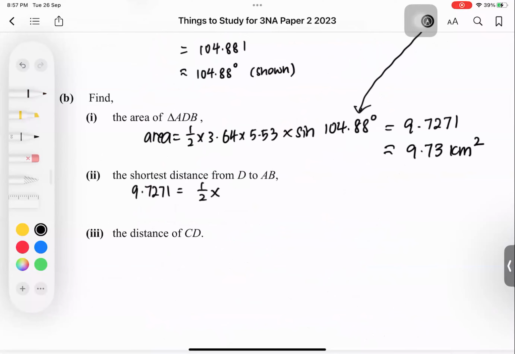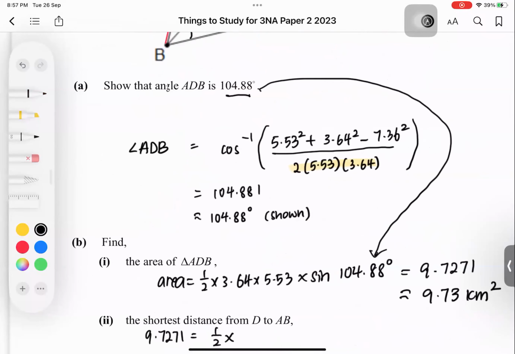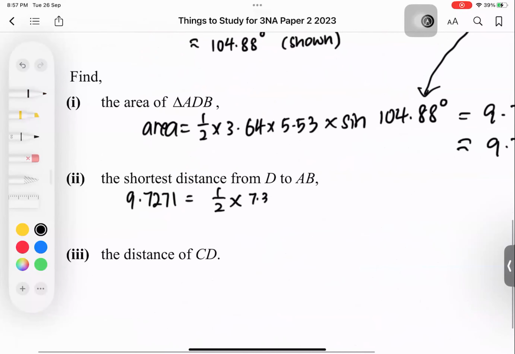What's my new base? 7.36 times the shortest distance, which is the h. Therefore, 9.7271 times 2 over 7.36 equals my shortest distance.